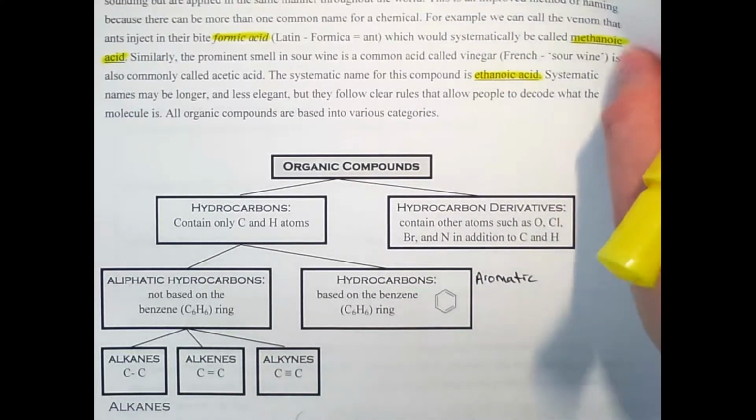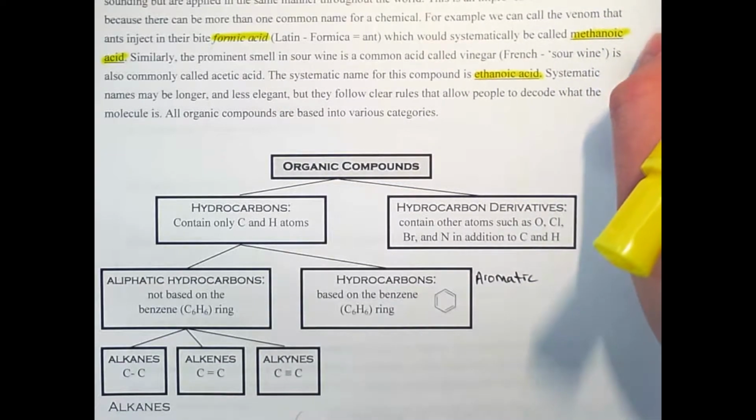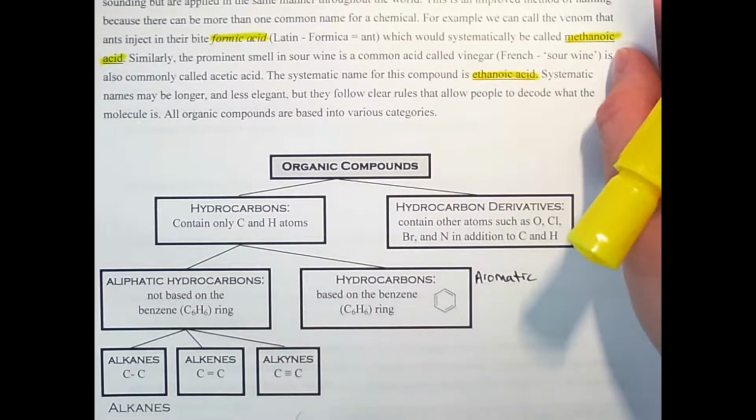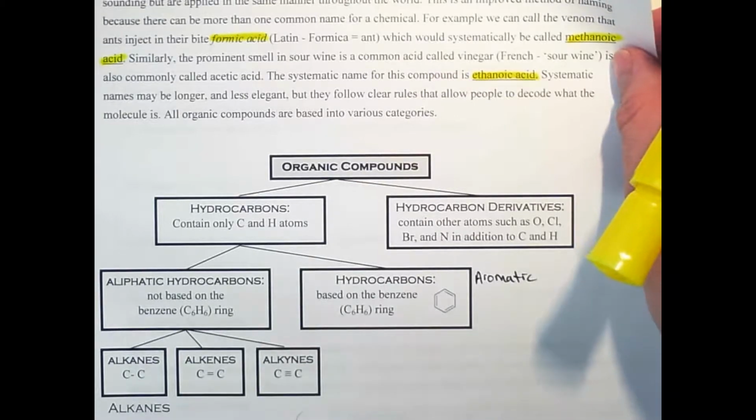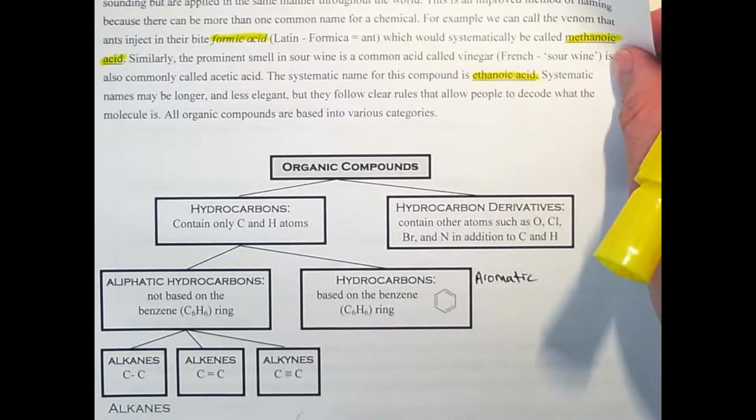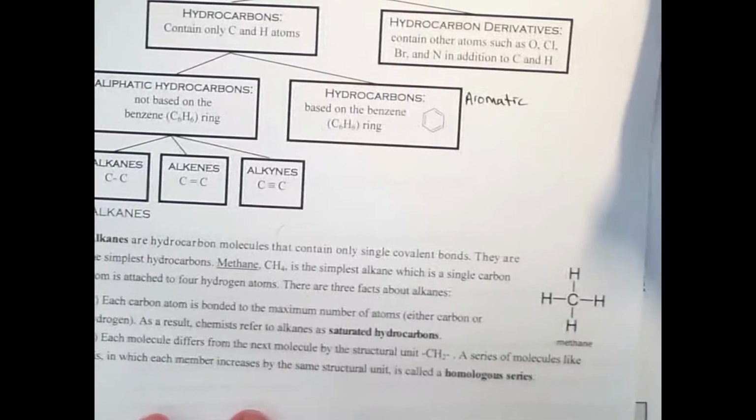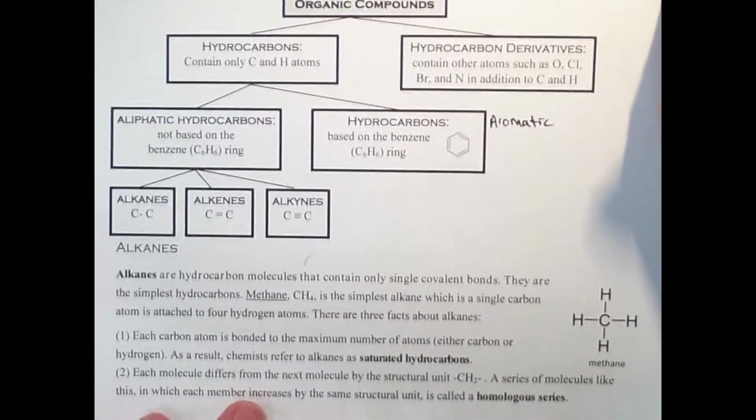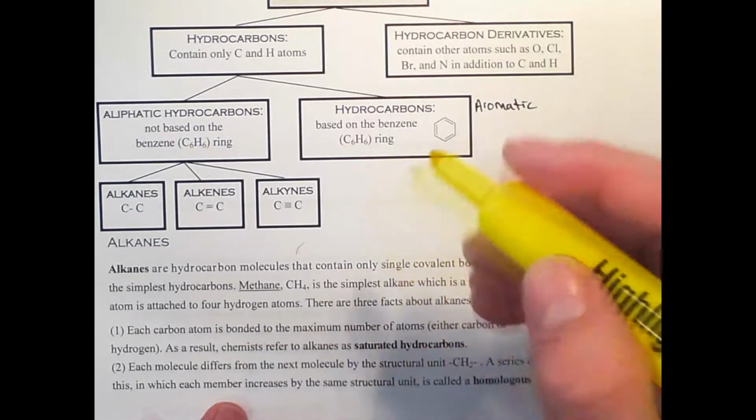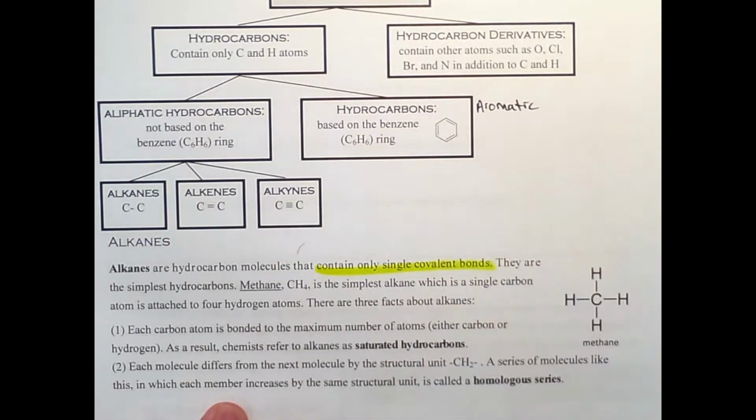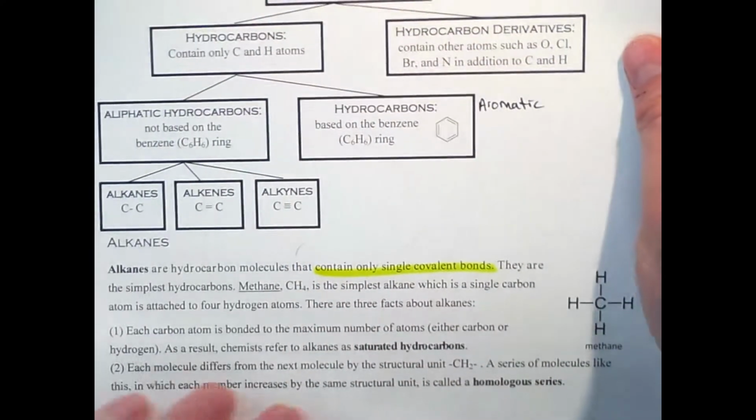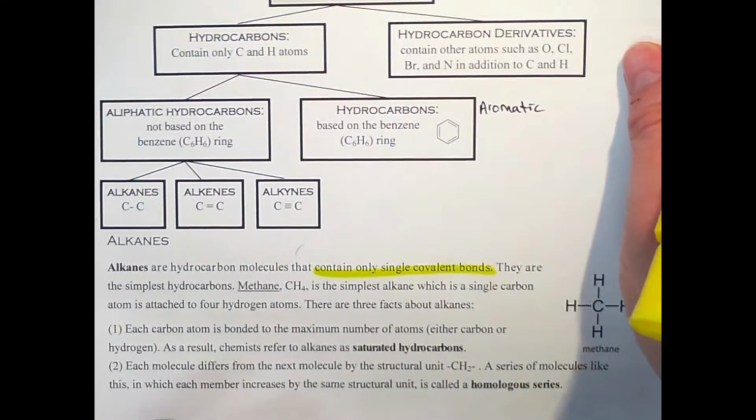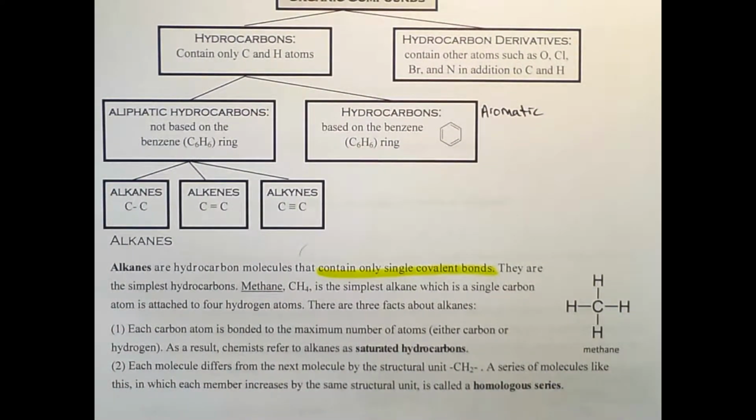If we can learn to name those three types of functional groups, or those three families of molecules, properly, all the other groups sort of follow along with it. So we'll start with alkanes. Alkanes are hydrocarbon molecules that contain only single covalent bonds. They are absolutely the simplest ones we can possibly do because it is just carbon and hydrogen and there's no double bonds to really talk about.